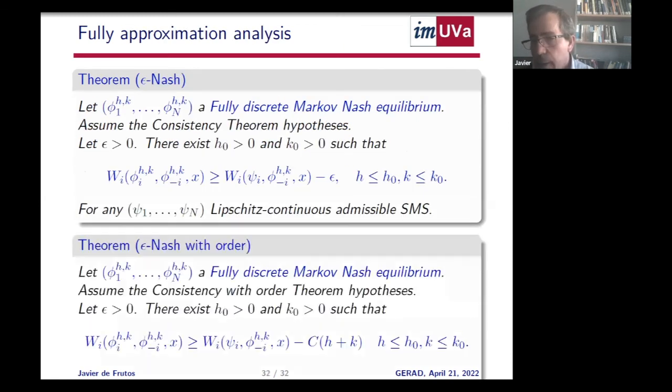And then we can finish by saying that this piecewise linear approximation that we compute in the fully discrete problem is also ϵ-Nash for the continuous time problem before any discretization, whether in time or in space. And I think I am going to stop here. It's already 50 minutes that I have talked, and I wanted to stop here.